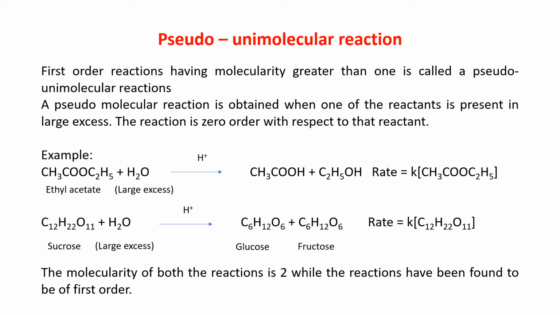Pseudo-unimolecular reaction. A first order reaction having molecularity greater than 1 is called a pseudo-unimolecular reaction. A pseudo-unimolecular reaction is obtained when one of the reactants is present in large excess. The reaction is zero order with respect to that reactant.